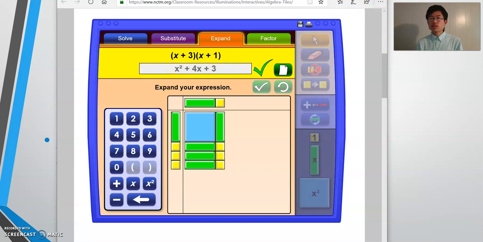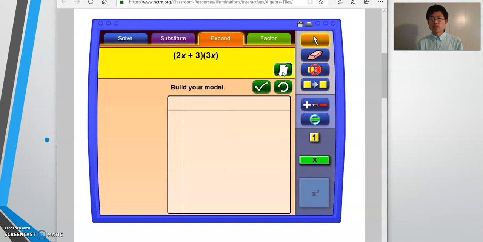Right, so I'm going to exit out of this NCTM. You can click this to have more practices. It has a bunch more. There are some that look like this, one variable, but with two things in here. You have things like 2x, so please check it out.